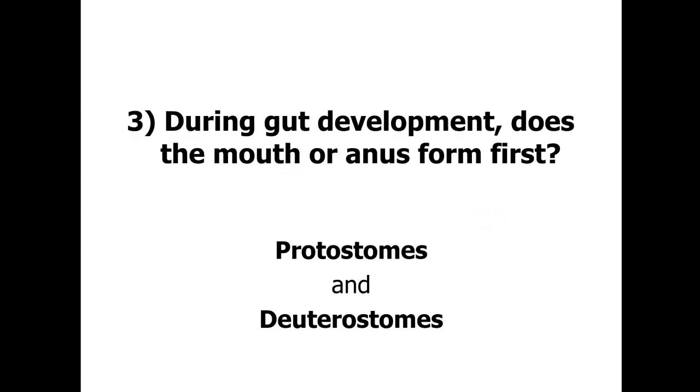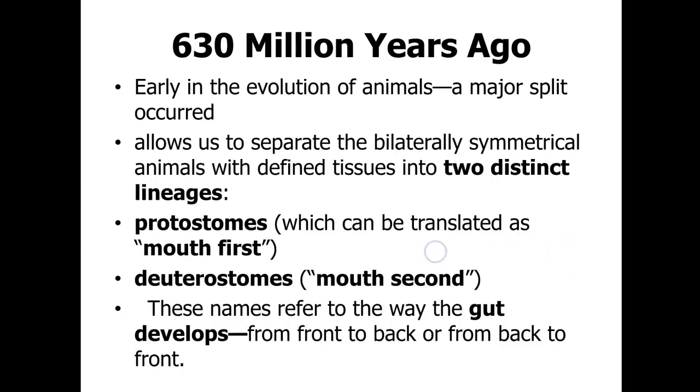The third thing: during gut development, does the mouth or the anus develop first? So this is going to be our protostomes and our deuterostomes. About 630 million years ago, in early evolution of animals, a major split occurs. This is going to allow us to separate the bilaterally symmetrical animals with defined tissues into two distinct lineages. It's either a protostome, which means mouth first, or a deuterostome, which means mouth second.